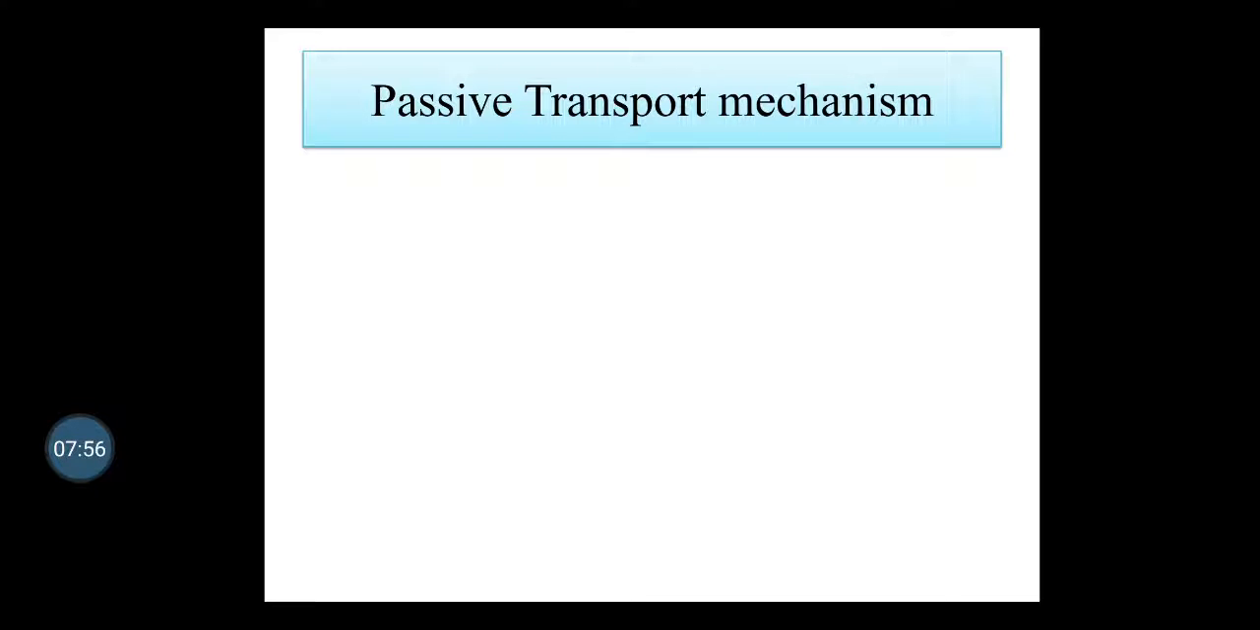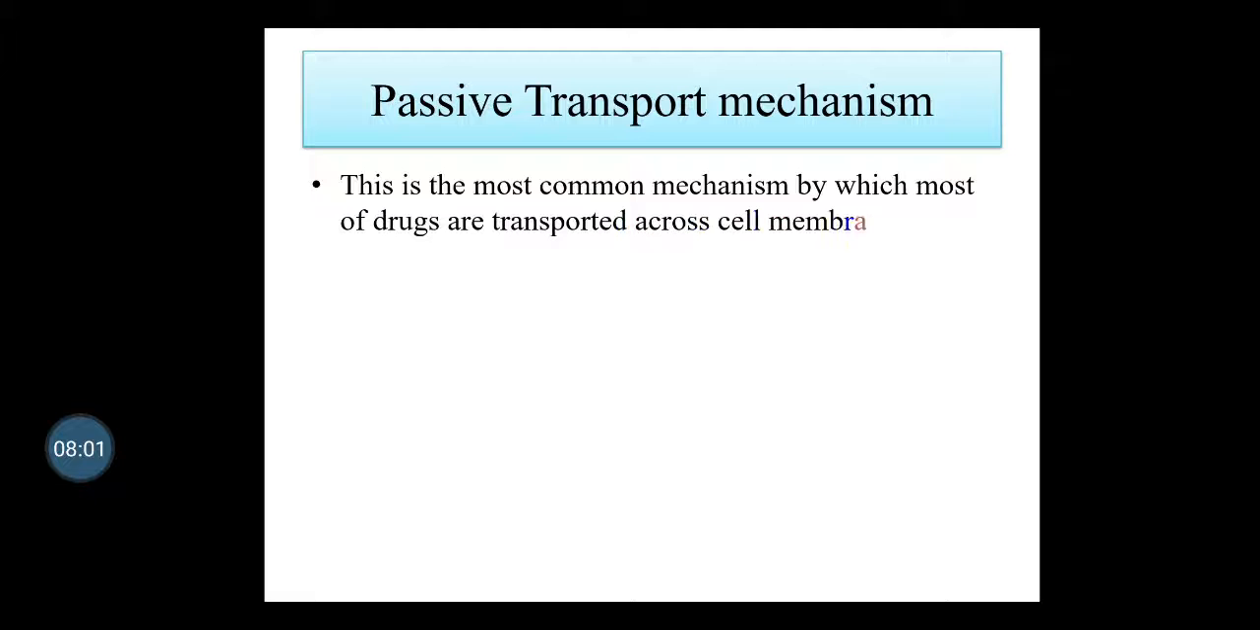Let's see the passive transport mechanism. This is the most common mechanism by which most drugs are transported across the cell membrane. Non-ionic molecules are diffused through the biological membrane. This passive transport mechanism is the major process by which 90% of drug absorption occurs. The driving force is the concentration or electrochemical gradient. This process follows Fick's first law. What is Fick's first law?